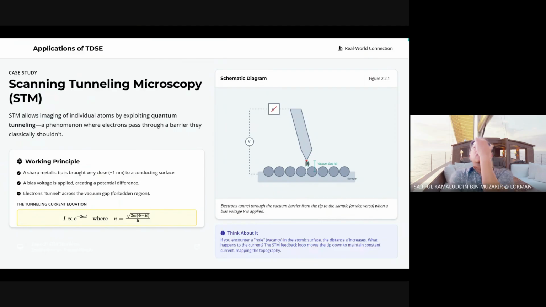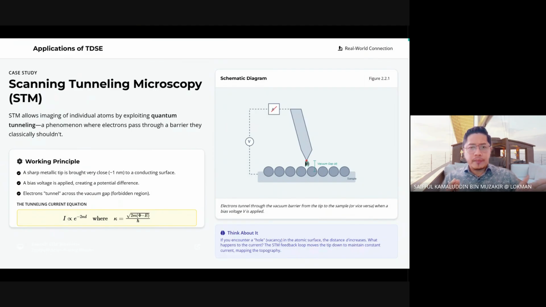Now, why do we need to learn this? Why do we need the time-dependent Schrodinger equations? Why do we need to learn the density functional theory and all that? In application, without quantum mechanics and solid state physics, we won't have these two most important instruments for material scientists: the STM, the scanning tunneling microscope, and the transmission electron microscope, which really help us during the laboratory session.